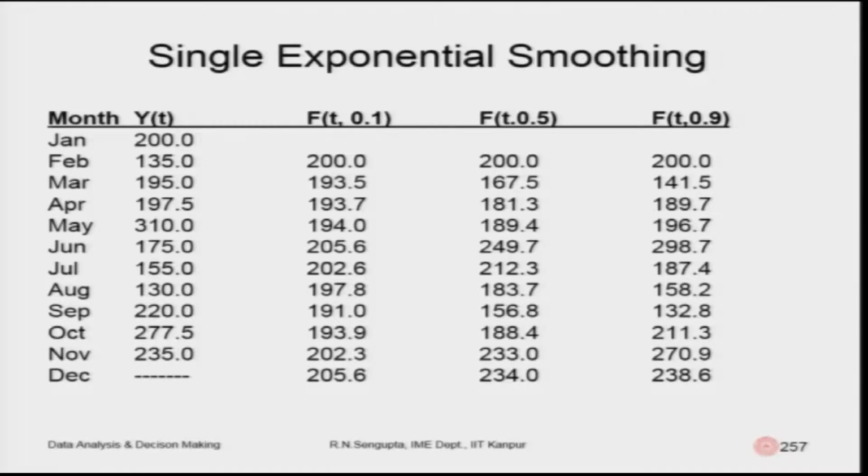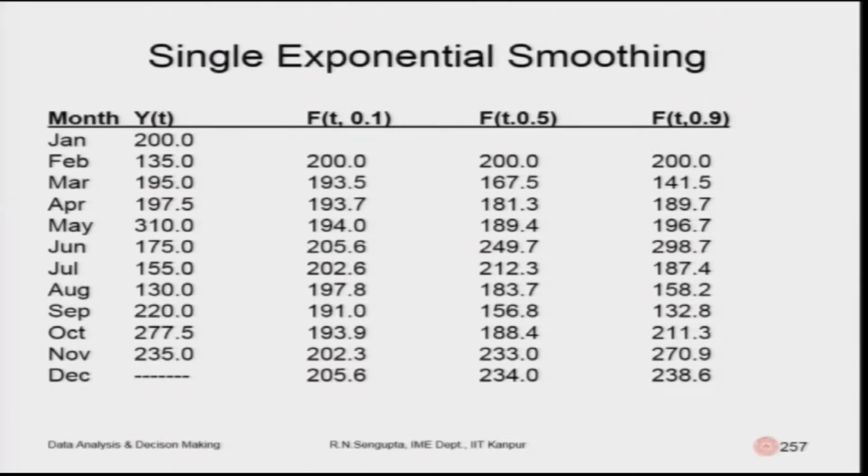So, the month-wise data points are given; I am only taking a snapshot. January, February, March, April are the months given in the first column. In the second column, we have Yt, the actual values, which start from 200 and go to 235 in November. In the corresponding third, fourth, fifth columns, I have calculated the forecasted values for the months of February to December.